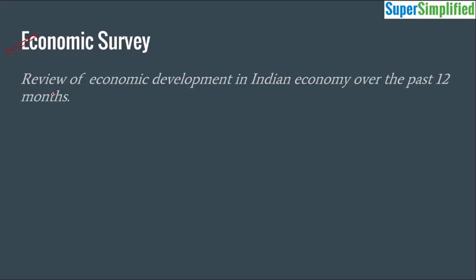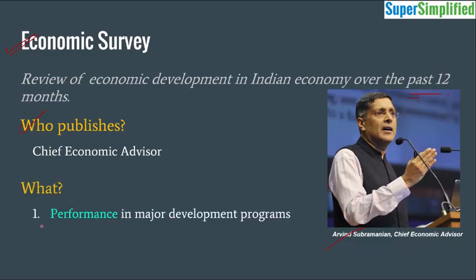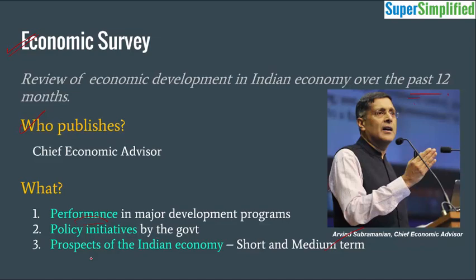It is a review of the economic development in the Indian economy over the past 12 months. Who publishes it? It is published by the Chief Economic Advisor in the Ministry of Finance. The present Chief Economic Advisor is Arvind Subramanian. What does it contain? It basically contains three parts. First, the performance in major development programs, how the government has performed in the previous year. Number two, the policy initiatives by the government, new policies. And the third one, the prospects of the Indian economy, in the short term and medium term.